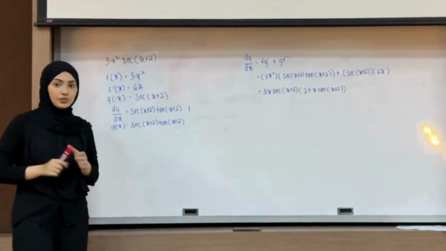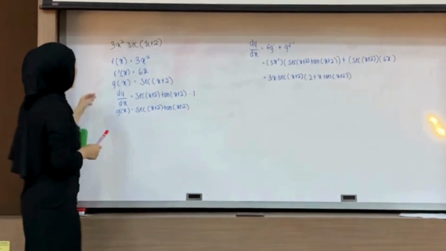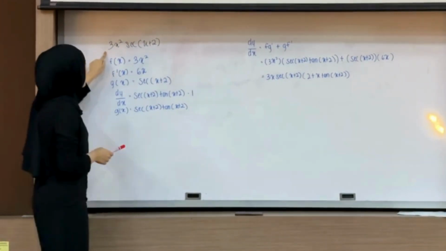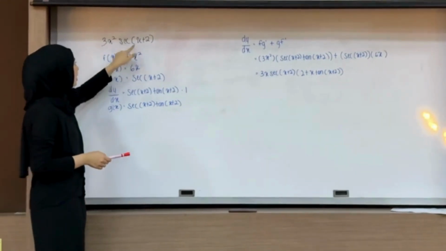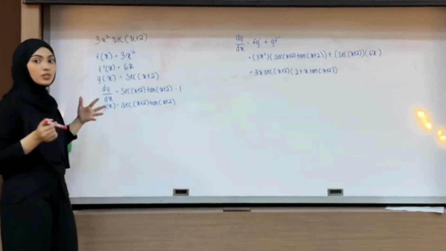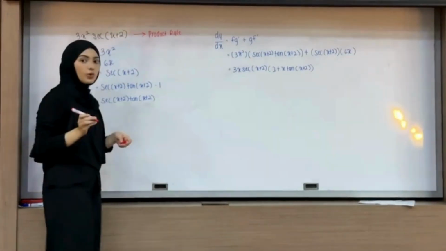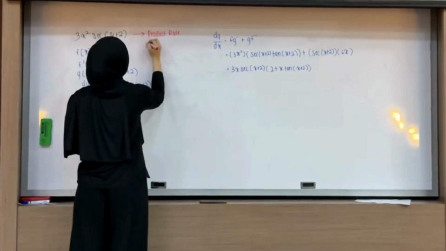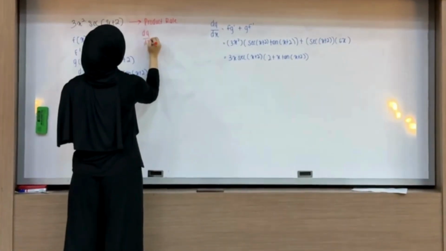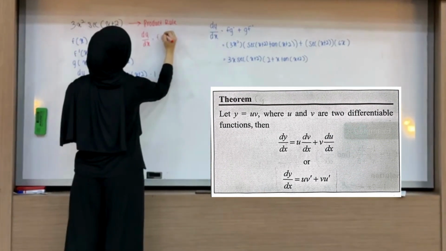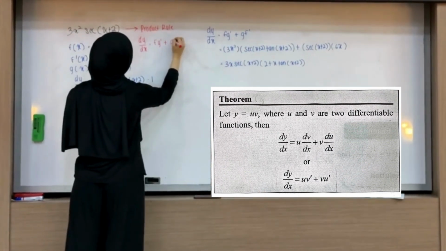So hi, I am Putri and I'm going to help you by solving this equation which is given as 3x squared sec(x plus 2). So how do we solve this equation? We need to solve it by applying the product rule. As you all know, the product rule formula is dy over dx equals fg prime plus gf prime.